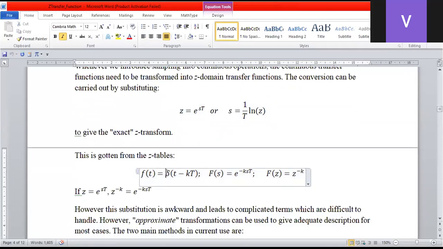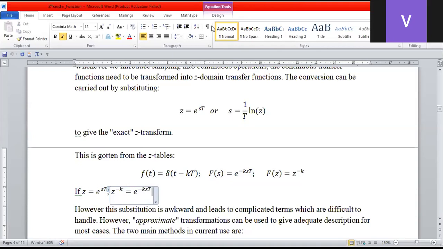But from the tables, the Laplace transform of the impulse function is given by this, and the Z transform of the impulse function is given by this. Then if you say that Z is equal to e raised to the power ST, and instead of Z, let's say Z raised to the power minus K, you would confirm that this is equal to this.